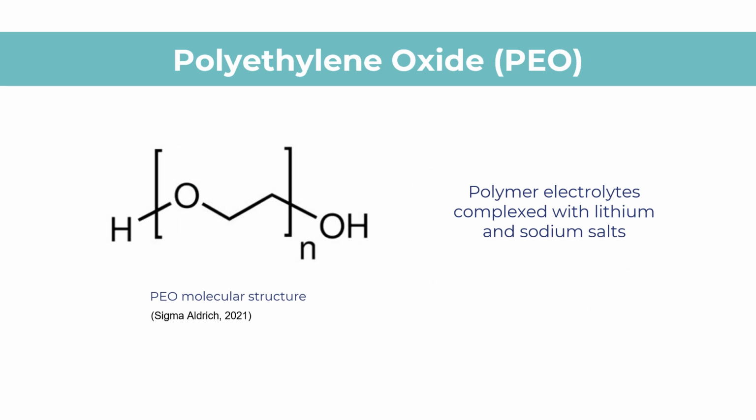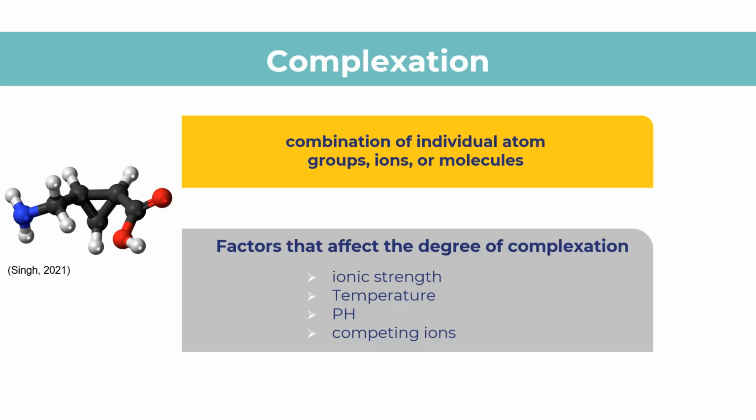Recently, attention has been focused on the study of polyethylene oxide, PEO, based polymer electrolytes complexed with lithium and sodium salts, because of their direct application in high-energy density rechargeable batteries. Complexation is the combination of individual atom groups, ions, or molecules to create one large ion or molecule. Examples of factors that affect the degree of complexation are ionic strength, temperature, pH and competing ions.